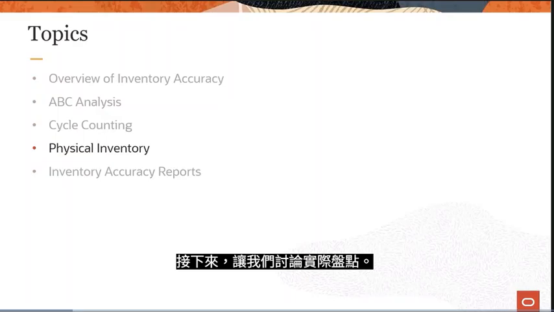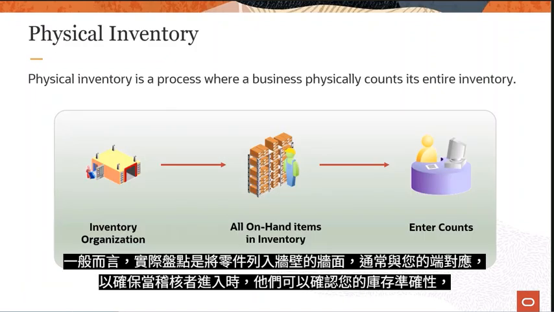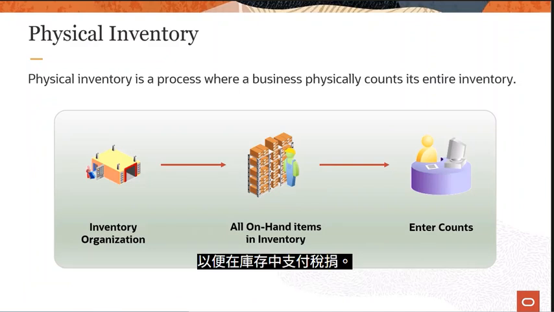Next up, let's talk about physical inventories. Generally, a physical inventory is a wall-to-wall count of your part corresponding to year end, to make sure that when the auditors come in, they can confirm your inventory accuracy so you can pay taxes.